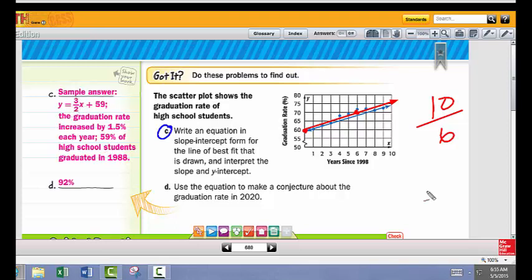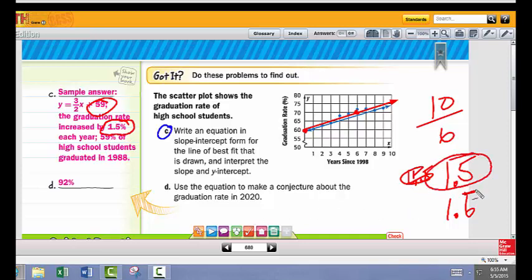If you divide 3 divided by 2, you get 1.5. And if you do 10 divided by 6, you get 1.6 repeating. So it's pretty close, okay? And now on my line here we have an intercept of 60, whereas they have an intercept of 59. So they're saying that the graduation rate is 1.5%. That's where this 1.5 comes from. And I would be saying that the graduation rate is 1.6 repeating percent. And they say that it started out with 59% of the high school students graduated in 88, and I would say that 60% of them graduated in 88.